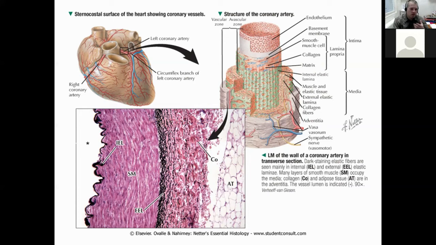So the arteries of first choice in most patients would be the radial artery and the internal mammary artery. They have a very similar histologic structure, and these are arteries of first choice for cardiac surgery because they resemble the histological structure of coronary arteries. Here, the elastin is stained black.